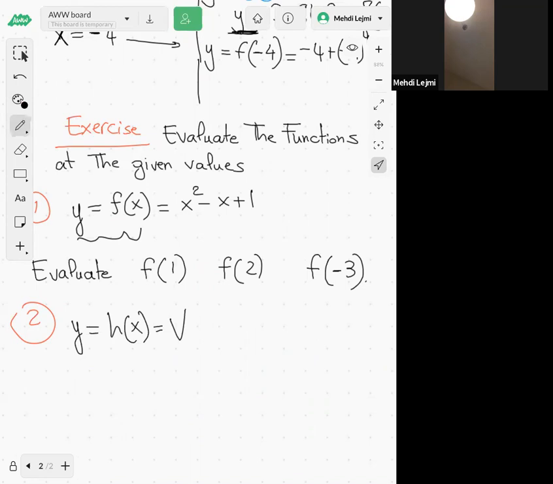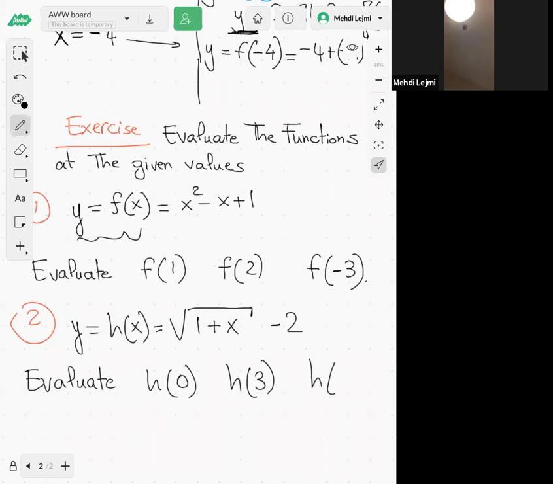And h of x is, let's say, square root of 1 plus x. So just be careful here, guys. Under the square root, you have 1 plus x, and there is this -2 outside the square root. Please try to evaluate. If your input x is, let's say, 0, then what's the output? h of 0. What will be h of 3? And let's say h of 8.